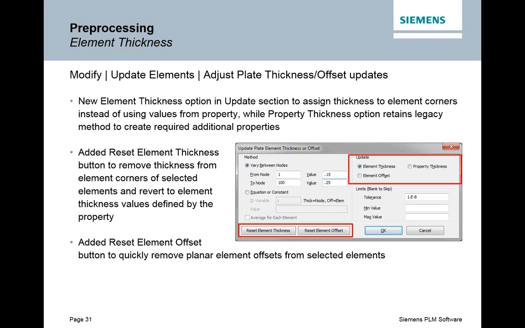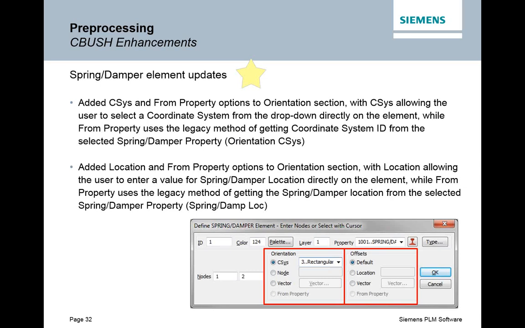So now I'm going to jump into some CBush enhancements. Femap version 11.2 is going to change the way that the information for CBush orientations is stored in Femap. And I'm going to talk at length about this change because it's sort of a big change if you work with CBush elements a lot.